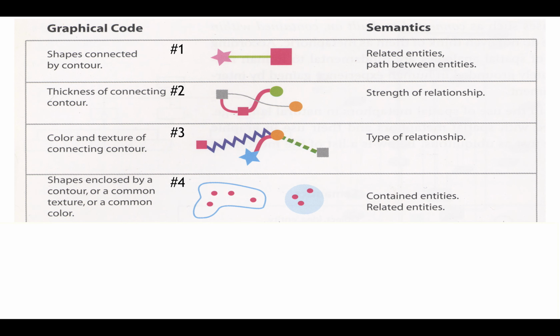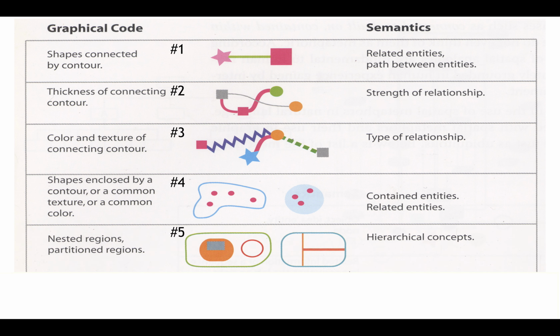In number 4, you see that these different shapes are enclosed by a contour or a common texture or a common color. So the 4 pinkish balls on the left are connected to one another purely because they're surrounded by that blue contour line. In contrast, those 3 pink balls are connected because they're within that same bluish color. Because of these contour lines and colors, the 4 balls on the left and the 3 balls on the right are separately related. The ones on the left are in one group, the ones on the right are in a different group.